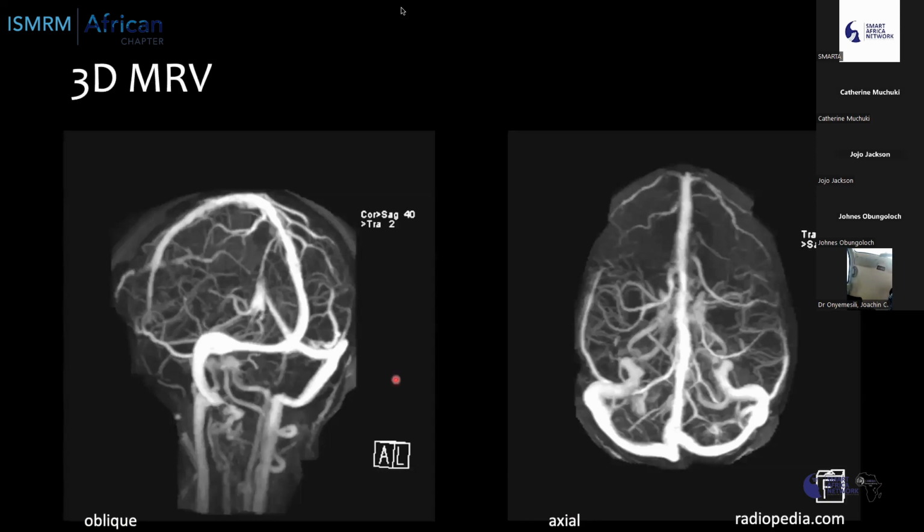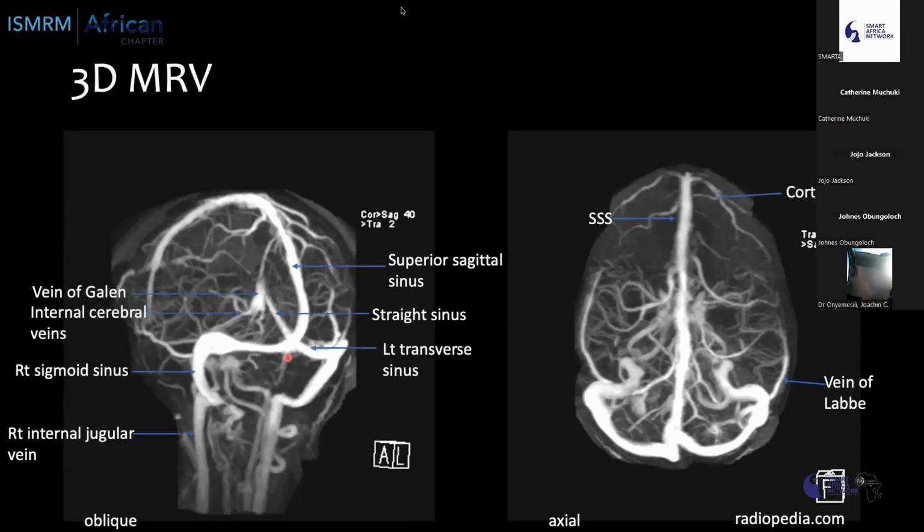So this is a 3D MR venogram, and this is the oblique, and this is in the transverse form. We see the superior sagittal sinus, which the cortical veins will drain into, and it forms at the top line. You have the straight sinus, you have the transverse sinus, the right and the left, forming the sigmoid sinus and the internal jugular vein, right? We also appreciate here the vein of Labbé, which drains into the junction of the transverse and sigmoid sinuses. Okay.